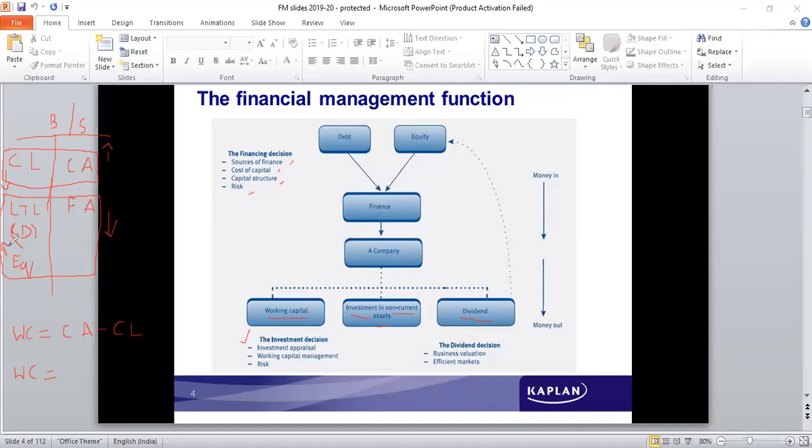So the other way of finding out the working capital is the debt capital plus equity capital. The long-term liabilities plus the equity capital is this time higher than the long-term assets. So debt capital plus equity capital minus the fixed assets is also called working capital.